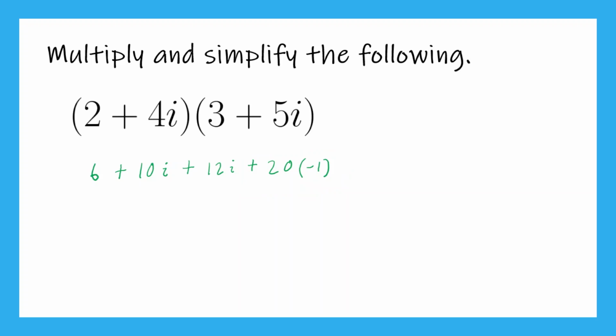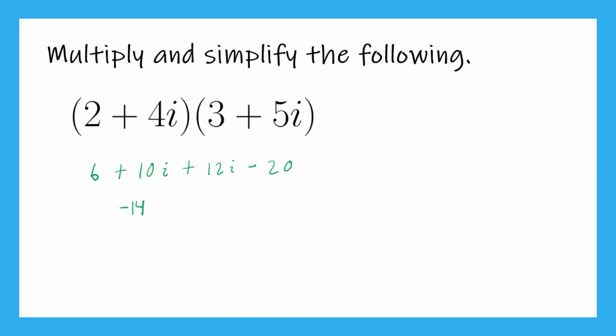So we're going to erase this -1 right here. We're going to make this symbol minus. Okay, beautiful. Minus 20. Okay, now let's combine all the like terms that we can. I see that we have a real number 6 and real number minus 20. So 6 minus 20 is going to give us -14. So minus 14 right there.